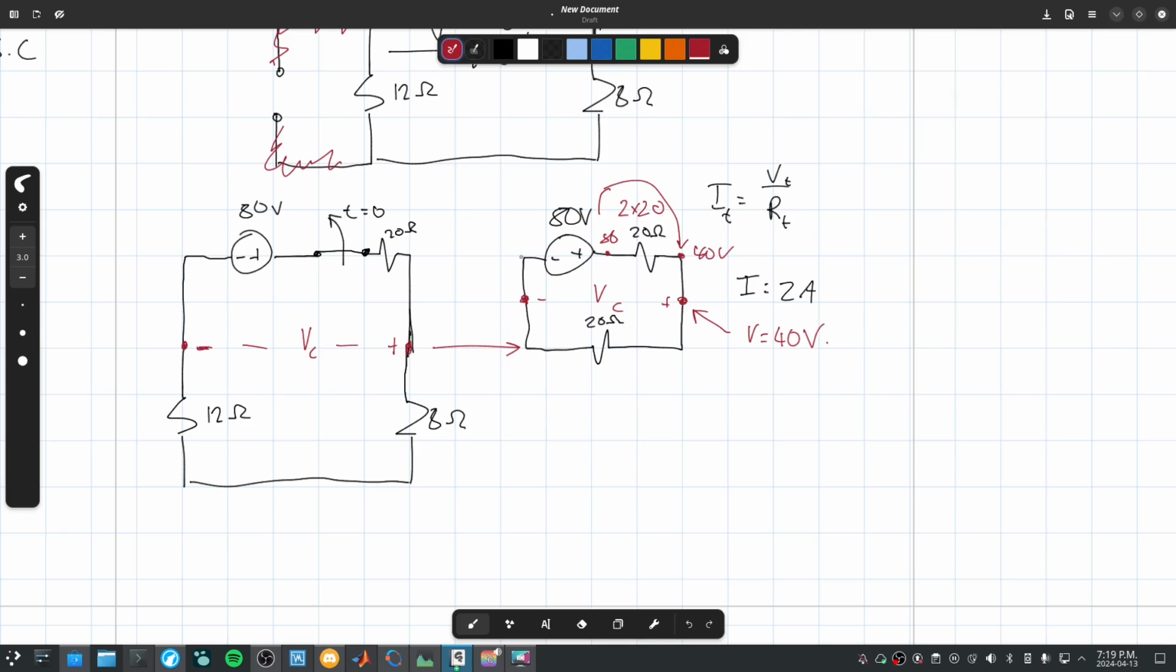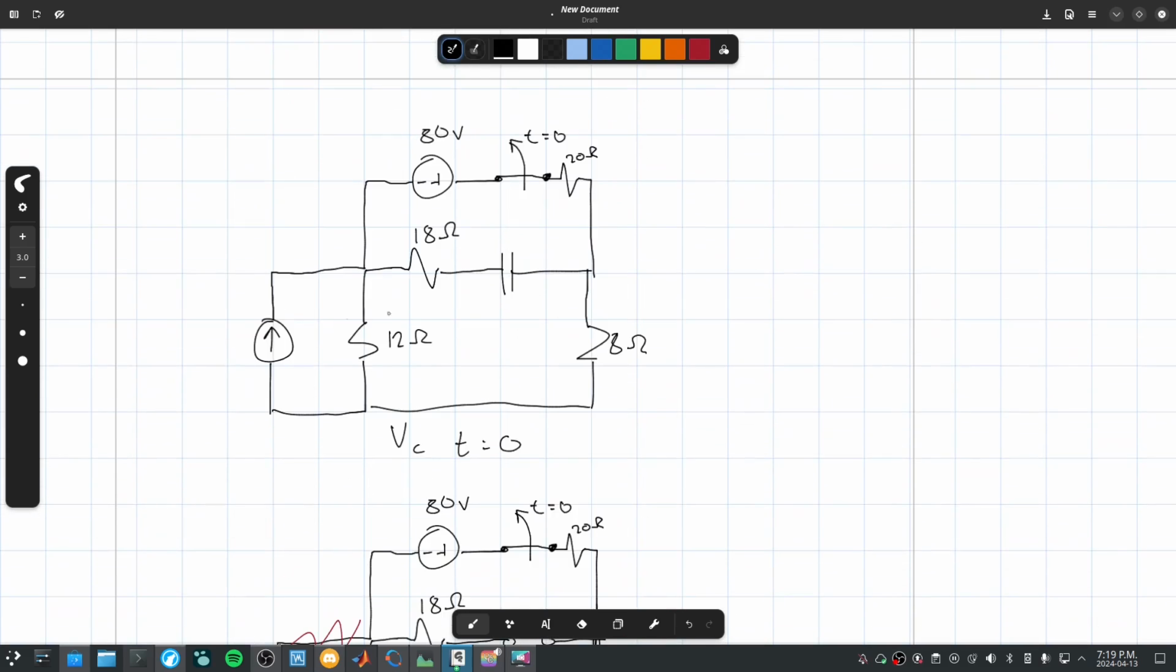We kind of just already did that. So this is 0 volts, this is 0 volts. So now we do the positive terminal minus the negative terminal. That's 40 volts minus 0 volts, which is equal to 40 volts. So that is our V1, or our VC1.